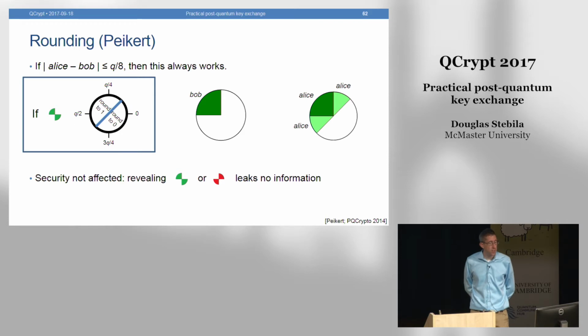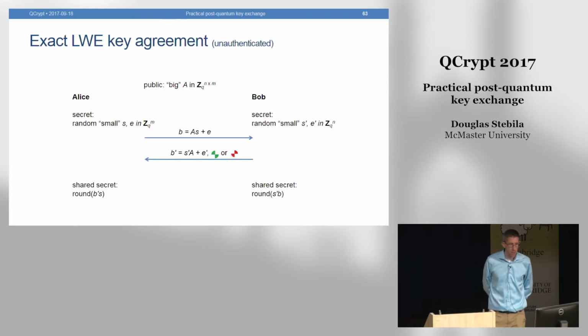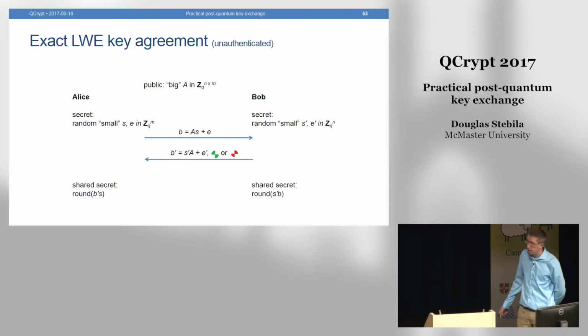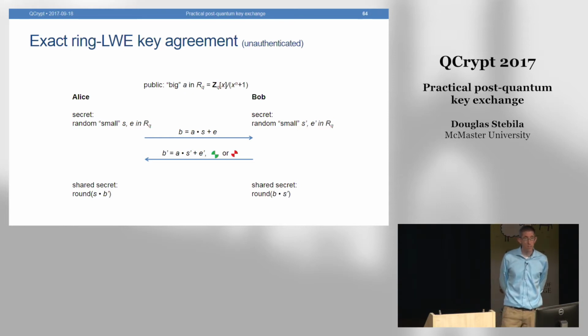And conveniently, the security isn't affected. So Bob does leak this information, whether his value is in the green region or the red region, but that actually doesn't tell an adversary any information about the secret key that they agree on. And so coming back to our key agreement protocol now, we have what we had before, Alice and Bob sending their B and B prime, and Bob sending this additional information about rounding. And that will allow them to compute an exactly equal shared secret. And this is the LWE version, and the ring-LWE version is very similar. We just have ring elements instead of matrices and vectors.